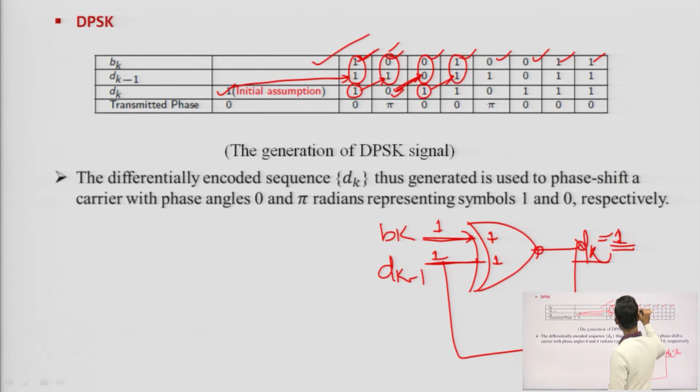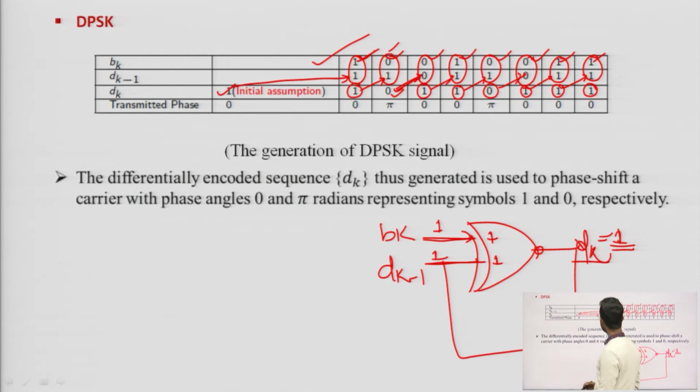Again same input, output is 1. It will act as Dk minus 1. Different input, output is 0. Again it will shift to 0 as Dk minus 1. Again same input, output is 1. Again same input, output is 1. Again same input, output is 1.